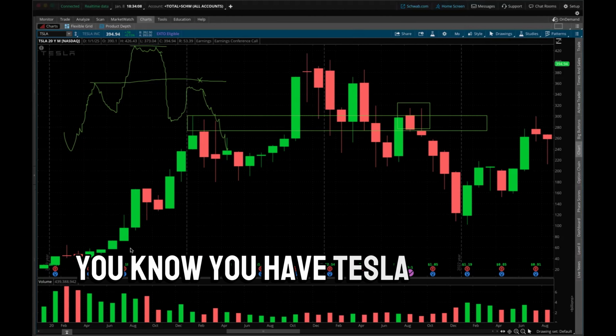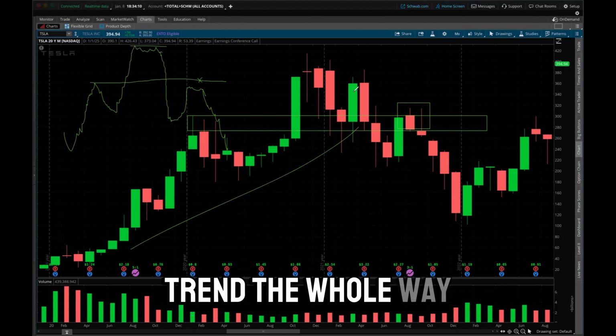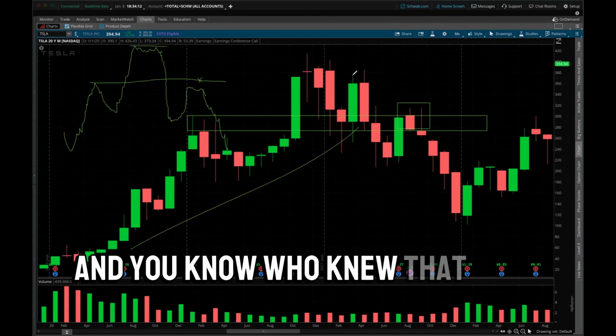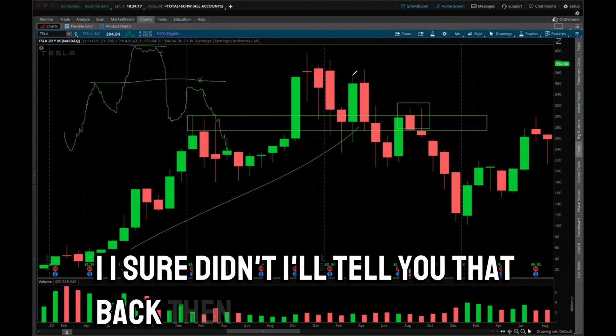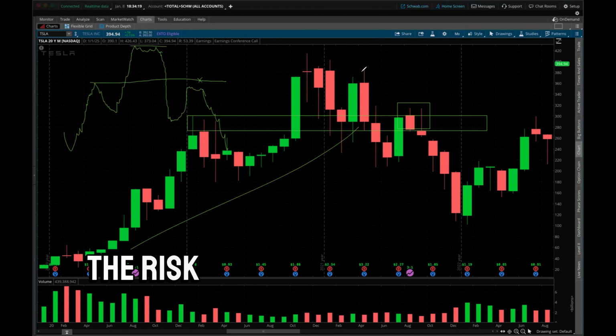You know, you have Tesla just in a direct uptrend the whole way. And who knew it was just going to stop right there? I sure didn't, I'll tell you that. So it's a risk move. It is a risky move, but hey, that's what trading is.